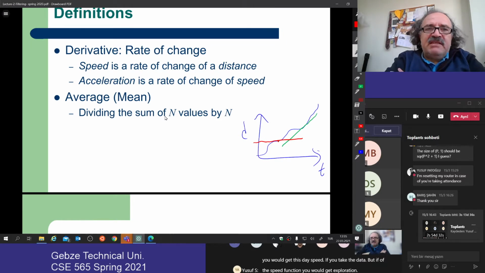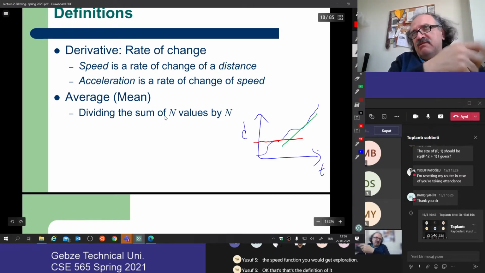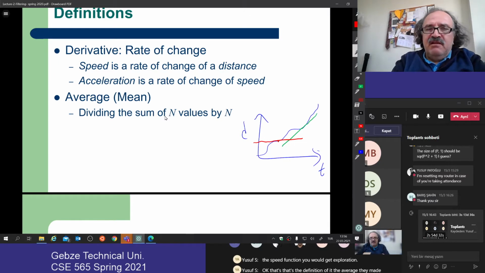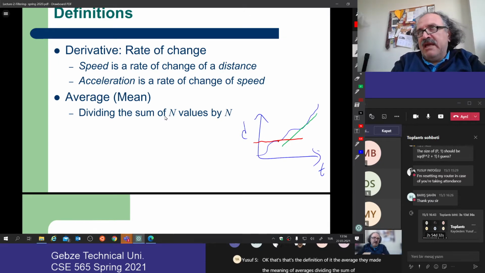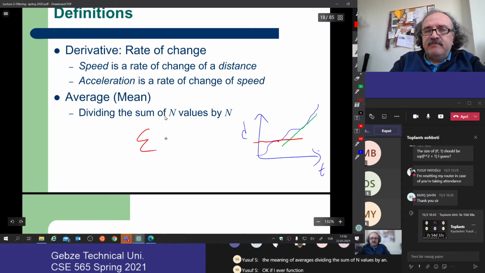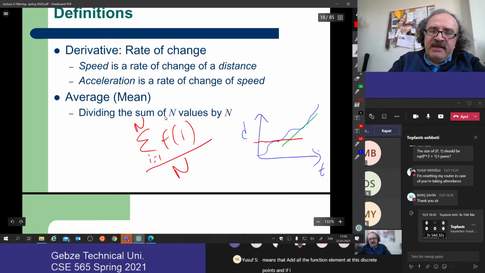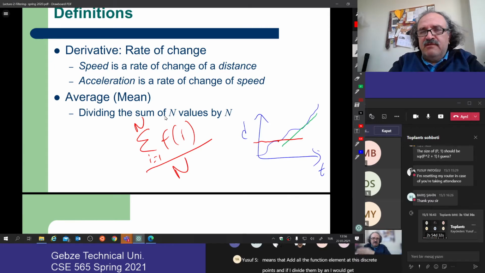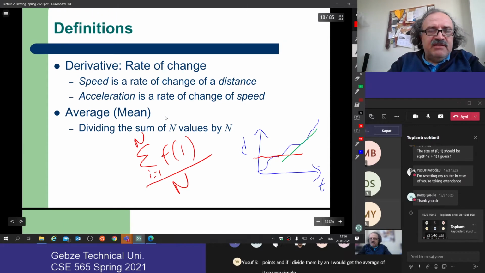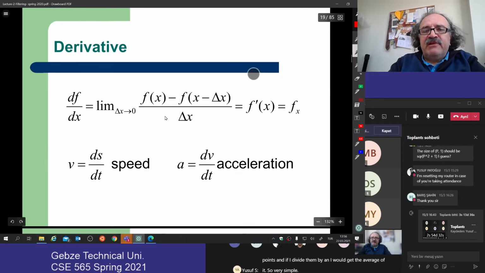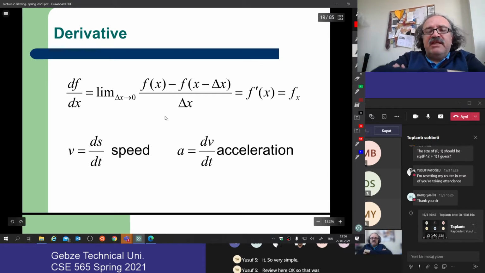Okay, that's the definition of it. The meaning of average is dividing the sum of n values by n. If I have a function and if I evaluate all these functions for i from 1 to n, that means add all the function elements at these discrete points, and if I divide them by n, I would get the average of it. So a very simple review here. Okay, so that was the definition of the derivative, right?